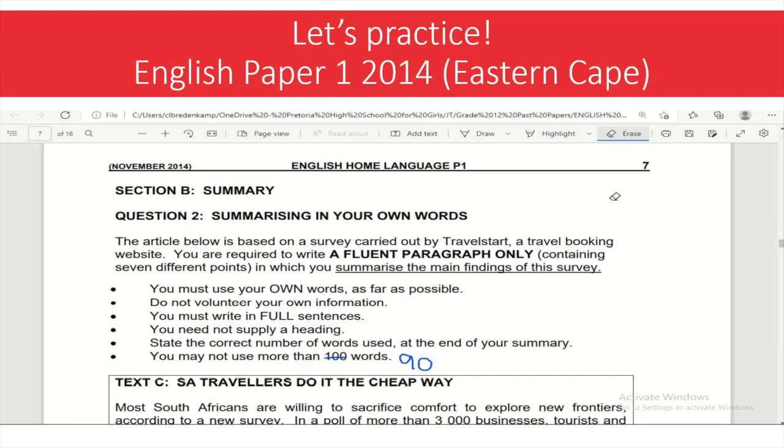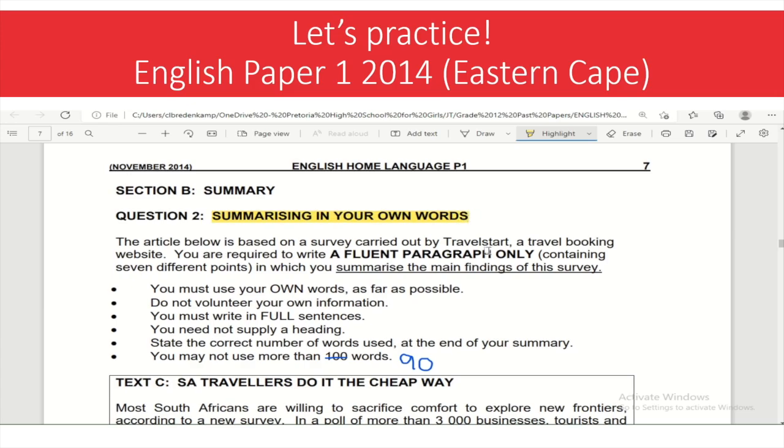Let's practice with this paper. So over here, I've got the summary. I'm at question 2. I want to imagine, or let you imagine rather, that you're writing this exam. So let's have a look. One of the most important things here is summarizing in your own words. I cannot stress it enough, grade 11s, you need to put everything in your own words.